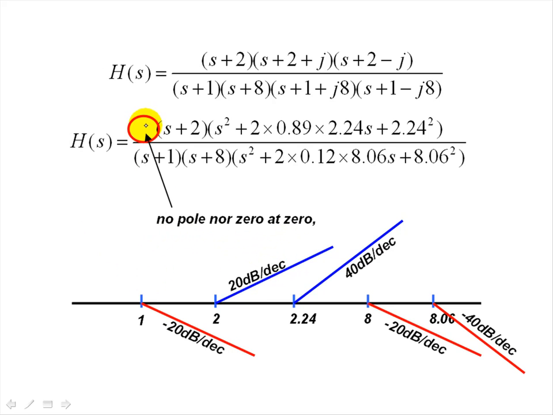In our transfer function, there is no pole or 0 at 0, so the plot enters from the left horizontally, that is, with a slope of 0 decibels per decade, up to the leftmost 0 or pole in our sketch, which is 1 in our function. And then what?